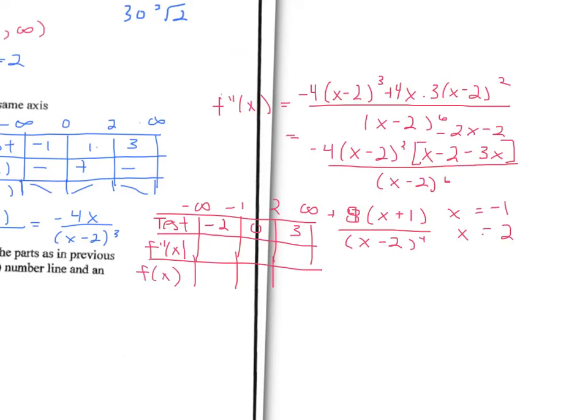If I plug in a -2, I'm going to have a negative on the top and a positive on the bottom, so it will be negative and concave down. If I plug in a 0, I'm going to be positive and positive, so it will be concave up. And if I plug in a 3, I will also be positive and positive, so it will also be concave up.